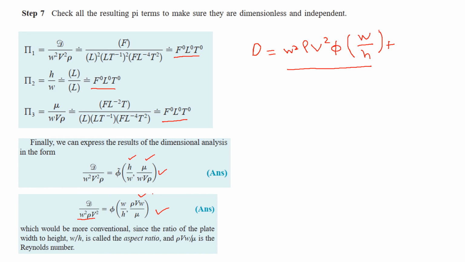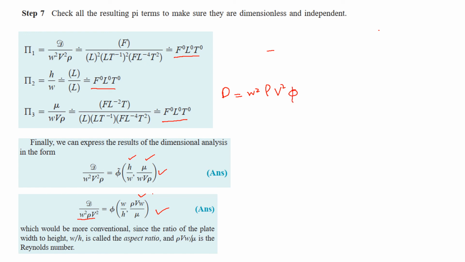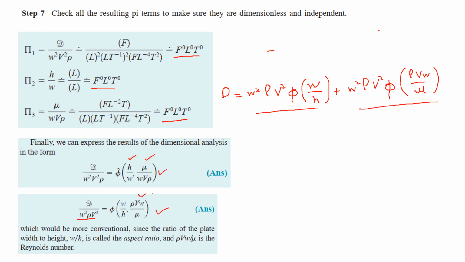We will write this a little more cleanly, so we can write the equation in a single line. The drag force is equal to W squared, density, velocity squared, then the constant and the aspect ratio, plus this term again: width squared, density, velocity squared, constant, and our Reynolds number, that is rho V W over mu. This is how we are going to compute our drag force from these different independent variables.